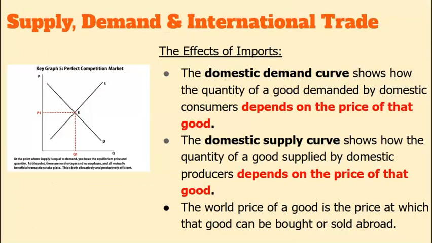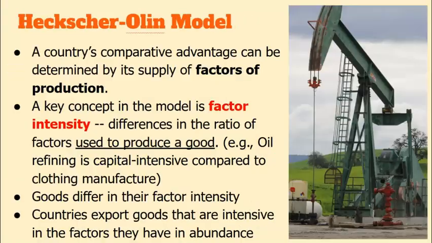So you may remember key graph 5, this idea of our perfect competition model, looking at the upward sloping supply curve, downward sloping demand curve, supply to the sky, demand to the sand, and the idea that the domestic demand is the downward sloping curve. Domestic supply is going to be the upward sloping curve, and the same is true for international trade. Trade is supply to the sky, demand to the sand. We're going to see the exact same things we saw in the key graph 5 model here.